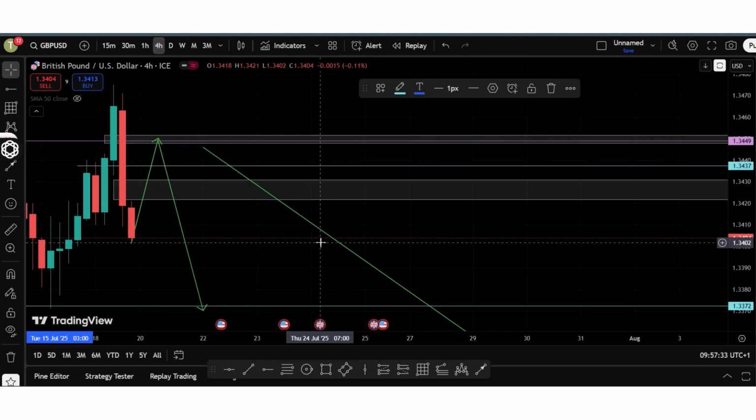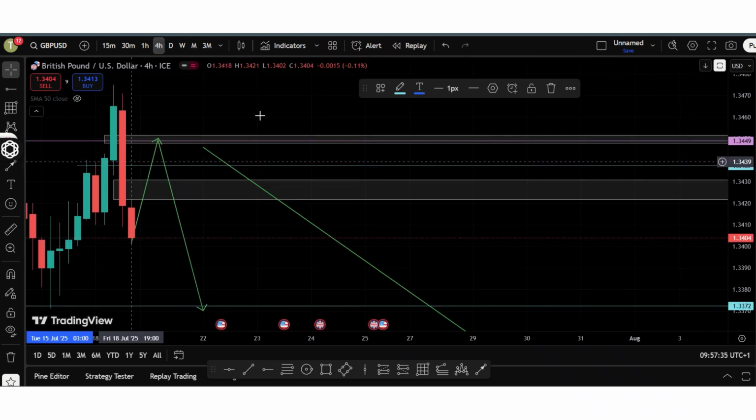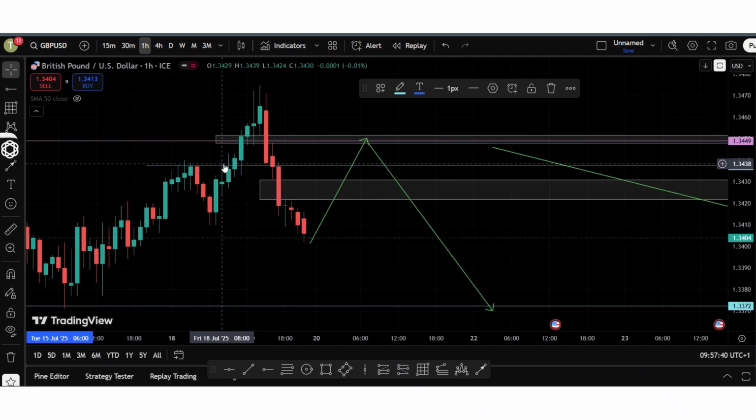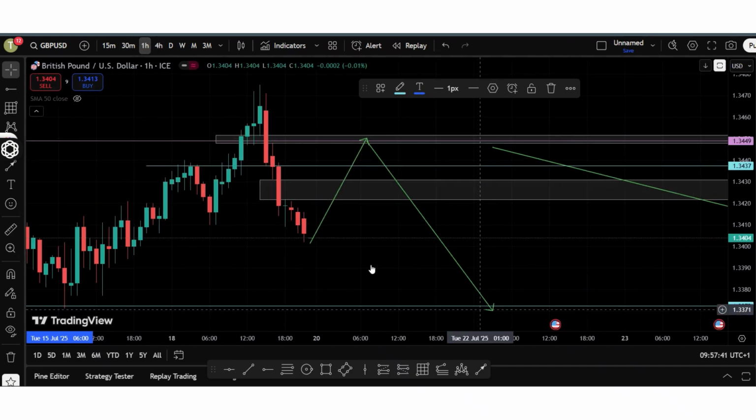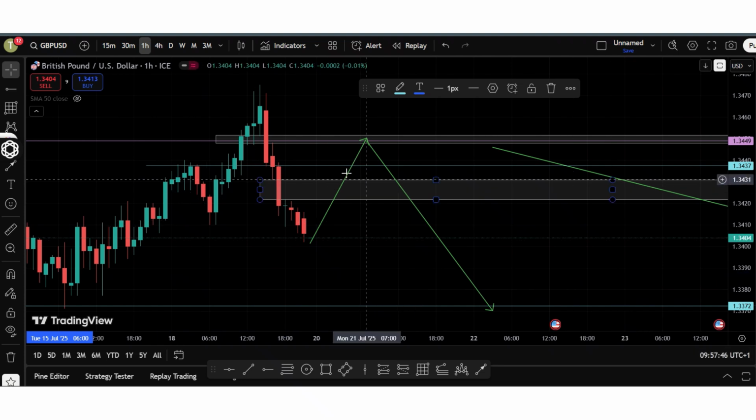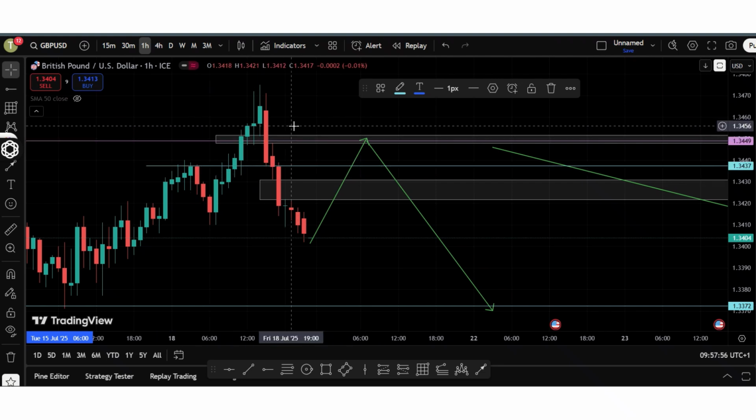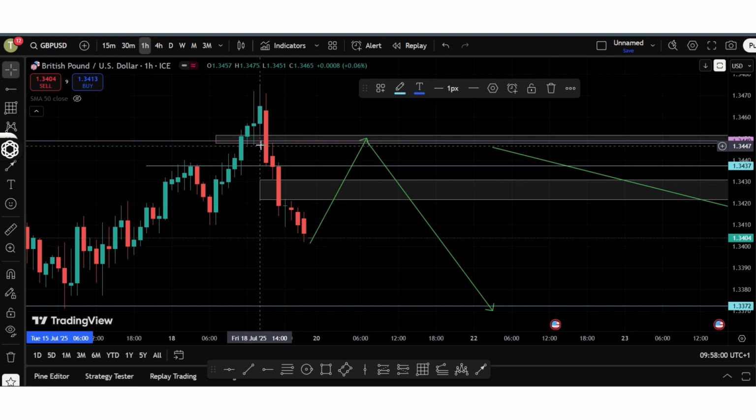So watch out for these two levels. The first level you should watch out for next week, to check for a rejection, is 1.3437. So that's the first level to watch out for. After this fair value gap has been taken out, this level will most likely be retested. If that level is not retested, the next level you should look out for is this weekly level that is also within a fair value gap.